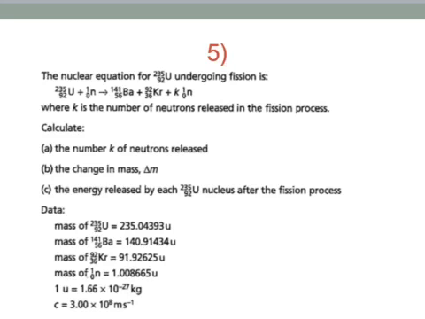Well, you just simply have to do a bit of accounting in terms of the nucleon number. It must be conserved, so on this side we have 235 plus 1, 236, and on this side we have 141 plus 92 plus K. So if we solve for K, it turns out, in this case, that for part A, K equals 3. So 3 neutrons are carried away after the fission process.